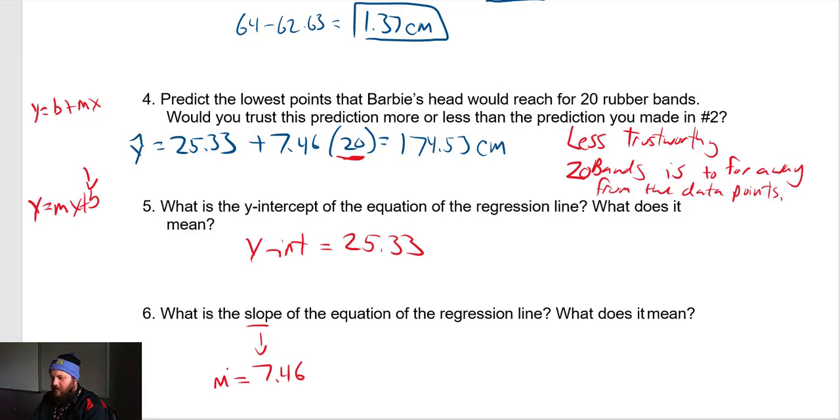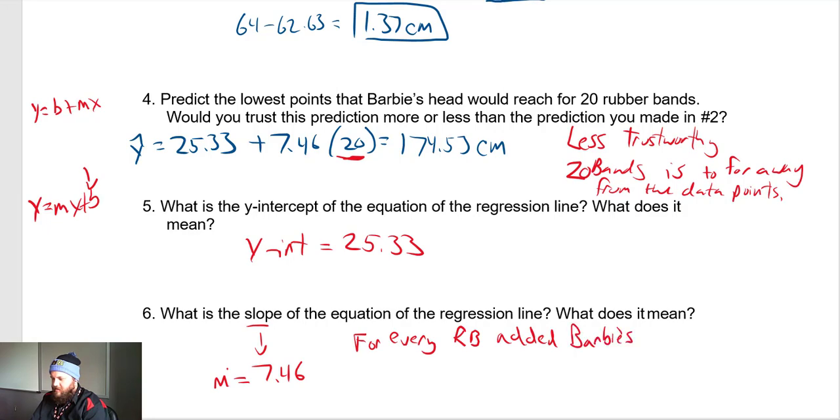So again, that's saying that for every rubber band added, Barbie's head will be 7.46 centimeters lower. Okay?